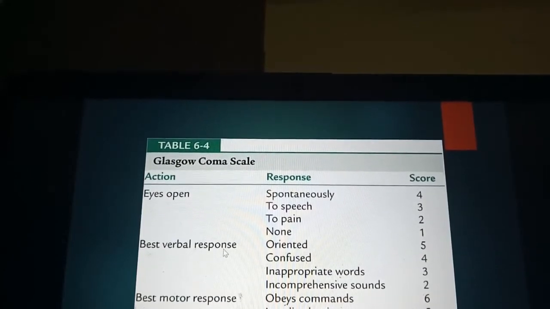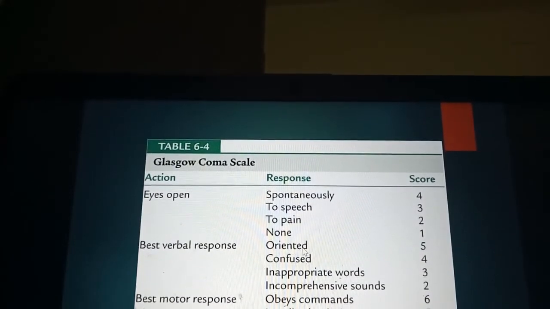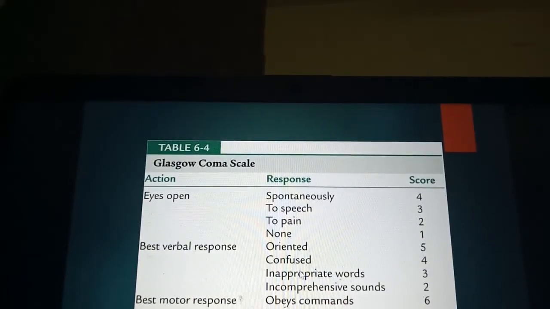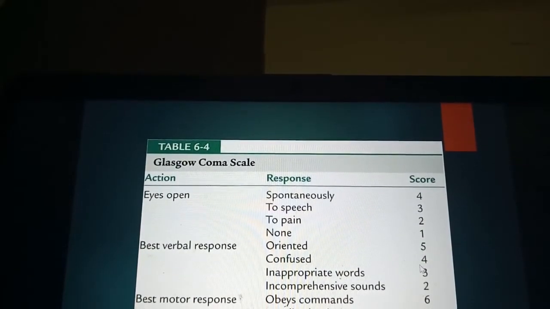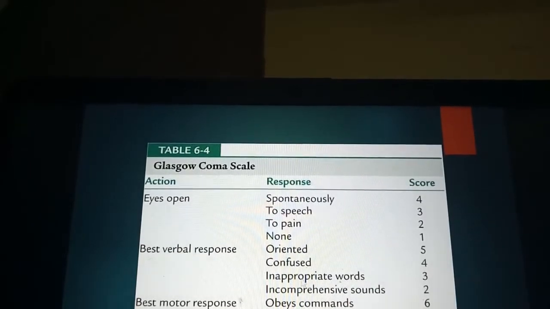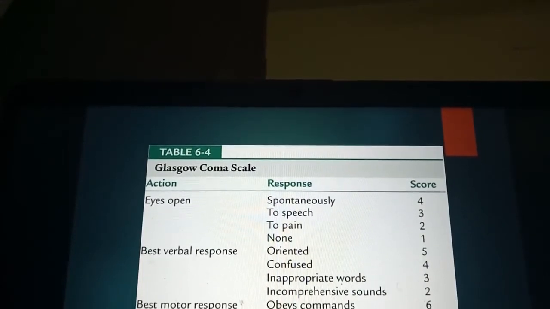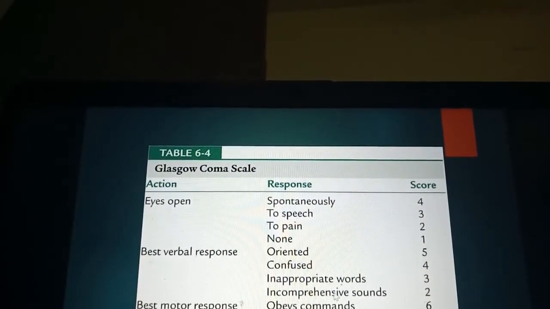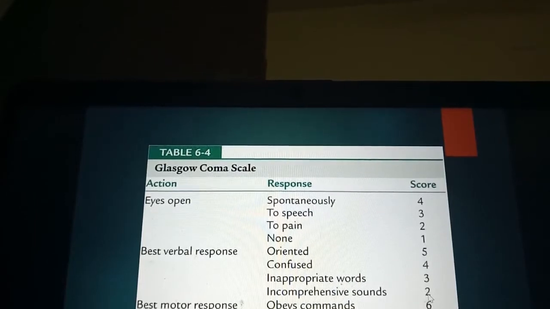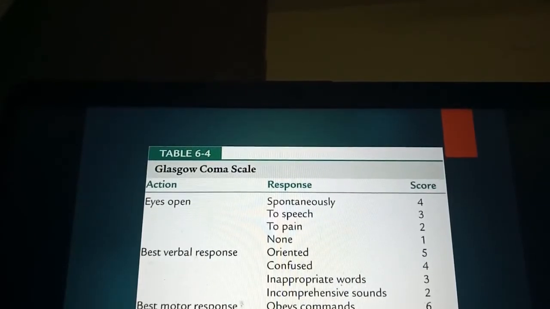Best verbal response. How do they respond? How do they talk to you? When you talk to them, if they are oriented and are able to talk properly, you give a score of 5. If they are confused and talk a little irrelevantly, you give a score of 4. If they use inappropriate words without understanding what you are telling, then you give a score of 3. And if they give only incomprehensible sounds, you give a score of 2. And if there is no response, you give a score of 1.